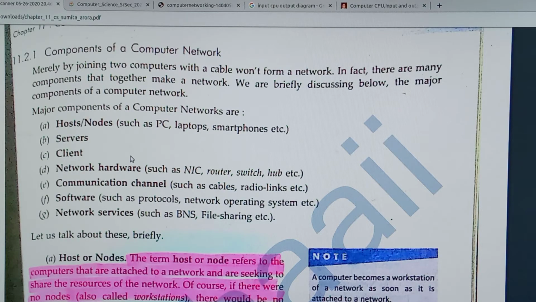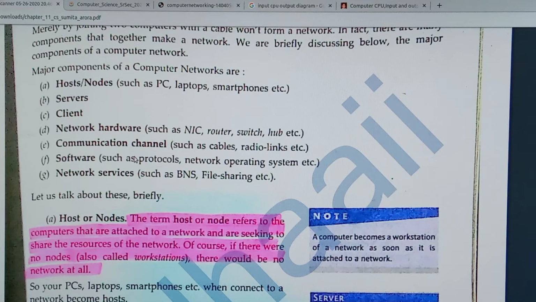The first one, host or node. The term host or node refers to the computers that are attached to a network and are seeking to share the resources of a network. Of course, if there were no nodes in a network, there would be no network at all. Which means that if there is no node, there is no network. This is the main feature of the host or node. Host means any computer or any device that is attached to a network and used for sharing the resources of the network. This is called a host or node.